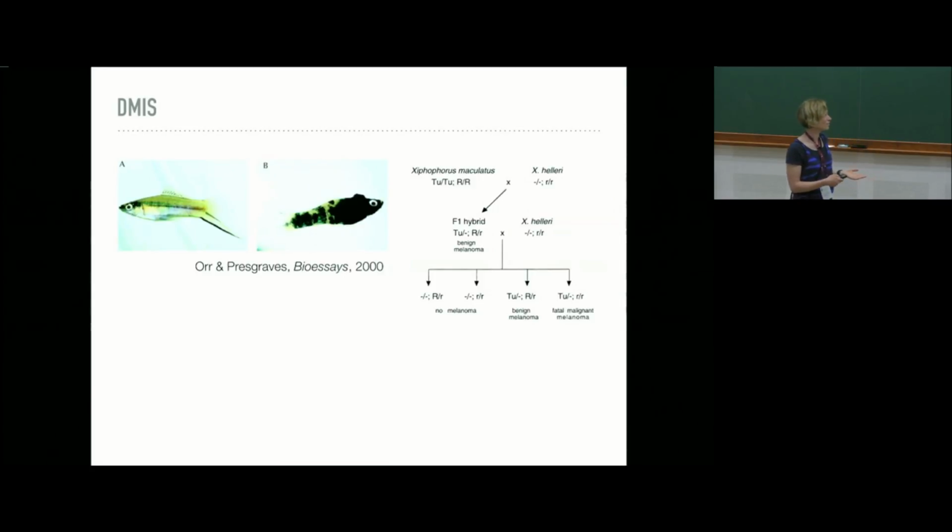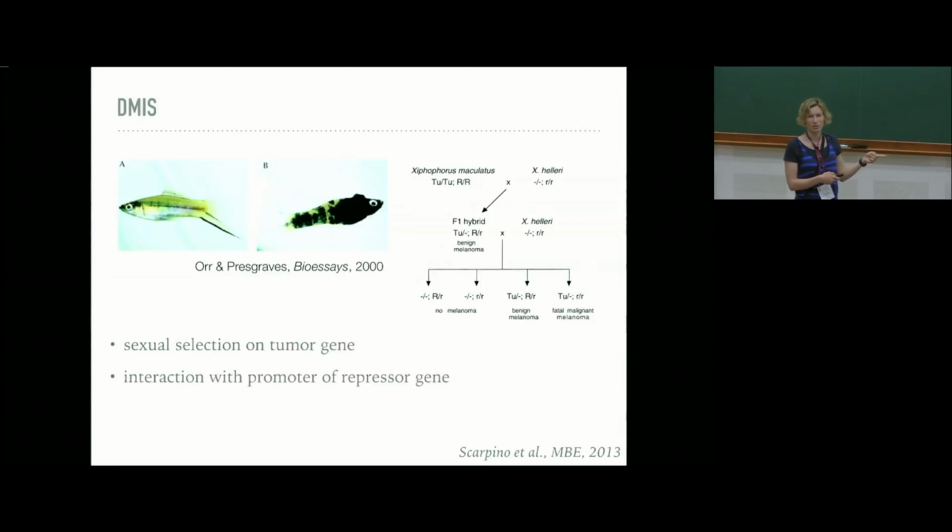I think that's a really nice example of how you have this thing segregating in nature, with a very clear incompatibility between species. And it comes with fun features too, like the sexual selection that probably drove the tumor gene to high frequencies in the first place.